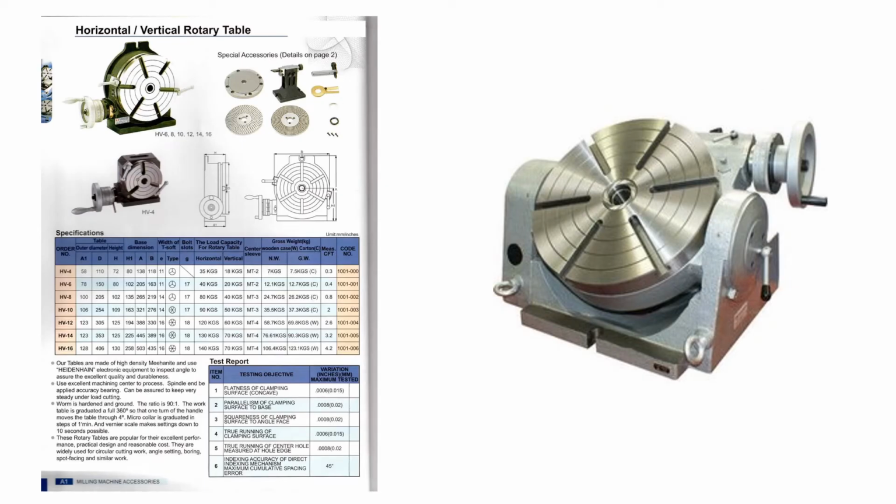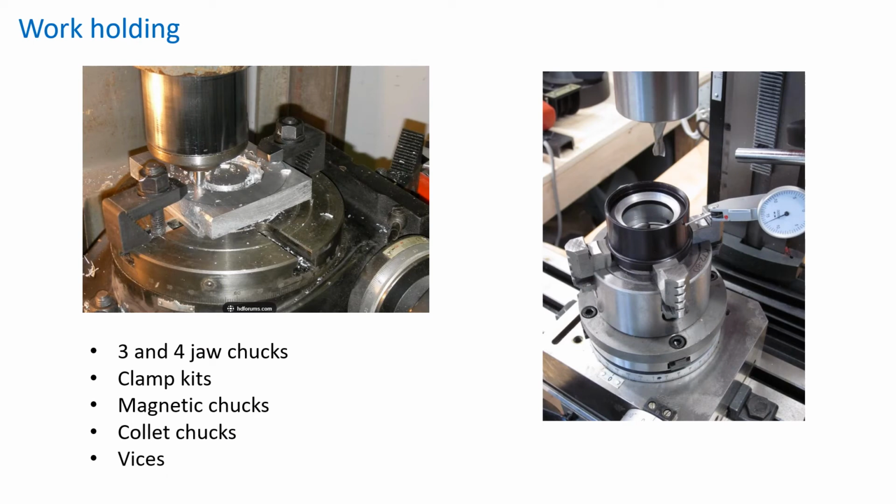As with any machine tool accessory, rotary tables come in various sizes and configurations. Here's an example of a compound rotary table. Works the same way as a sine bar, where we put slip gauges underneath one end to set angles. The same work holding devices that you'd find on a lathe can be used on a rotary table: 3 and 4 jaw chucks, clamp kits, magnetic chucks, collet chucks, and vices.